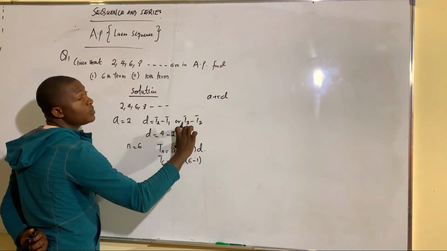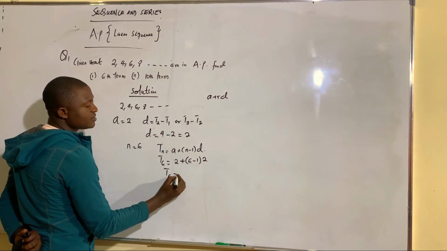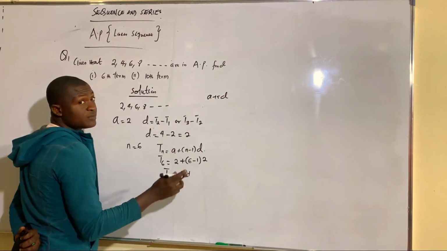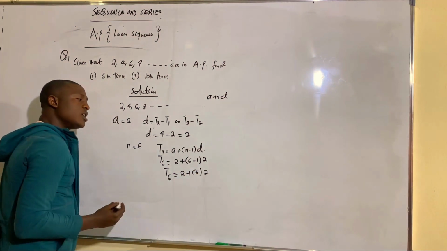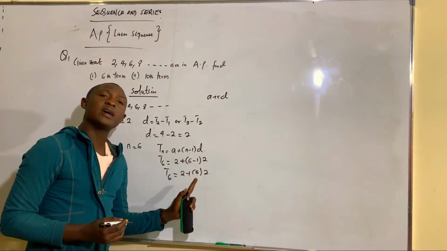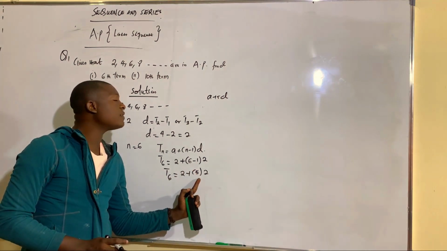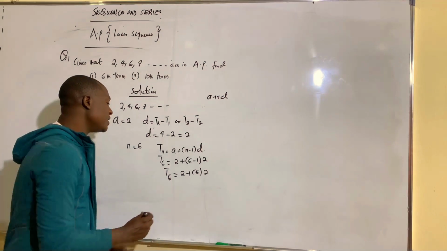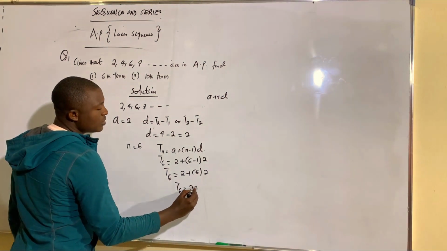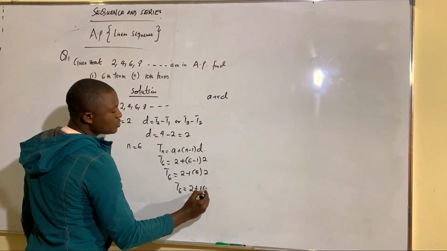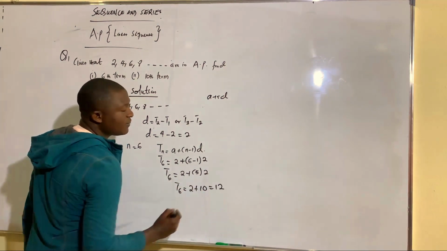So the common difference that we have is 2. We have T6 is equal to 2 plus (6 minus 1) of 2. Of course, we are going to have 5 of 2. I told you earlier, when we have a bracket, it simply means multiplication, to multiply what we have inside the bracket with the one we have outside. So here we have T6 is equal to 2 plus 5 times 2, we are going to have 10. So 2 plus 10, of course, we are going to have 12.